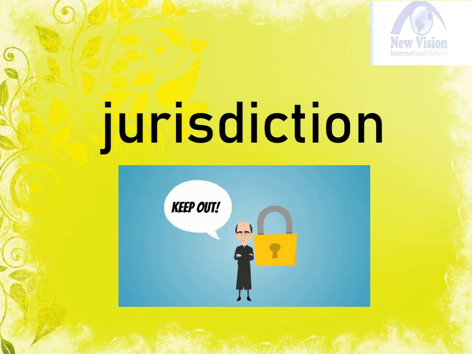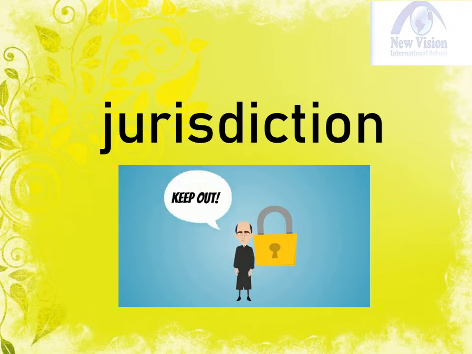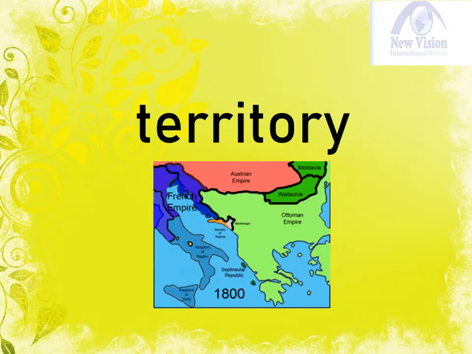Jurisdiction means the legal power. We have jurisdictions on kidnappings. Jurisdiction. Then we have the word territory.